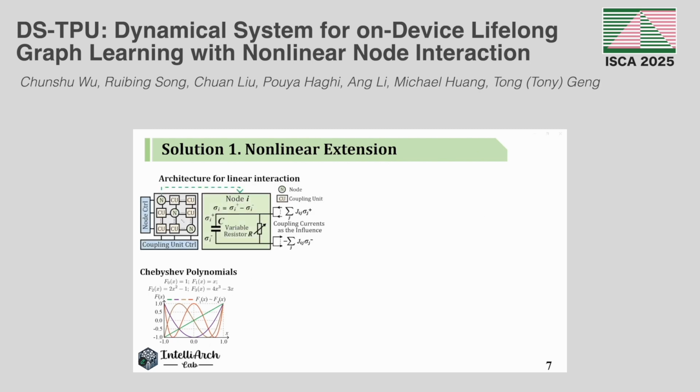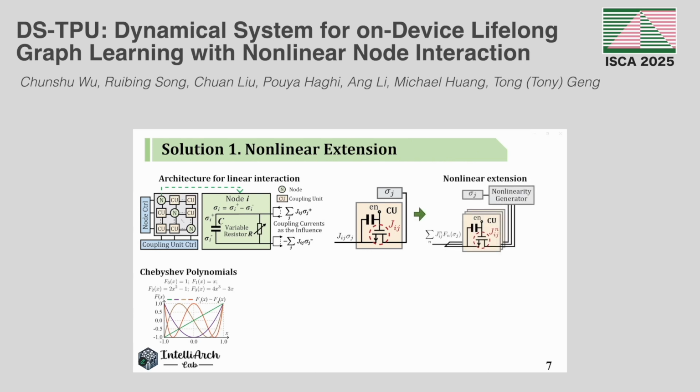Let's first look at the original architecture for linear interactions. A node in a graph is influenced by other nodes, and this process is modeled as a node value in the design influenced by electric currents. The electric currents are produced from coupling units that connect the other nodes. For example, a node sigma j as voltage passes through a MOSFET as a variable resistor in the coupling unit to produce current that influences node sigma I.